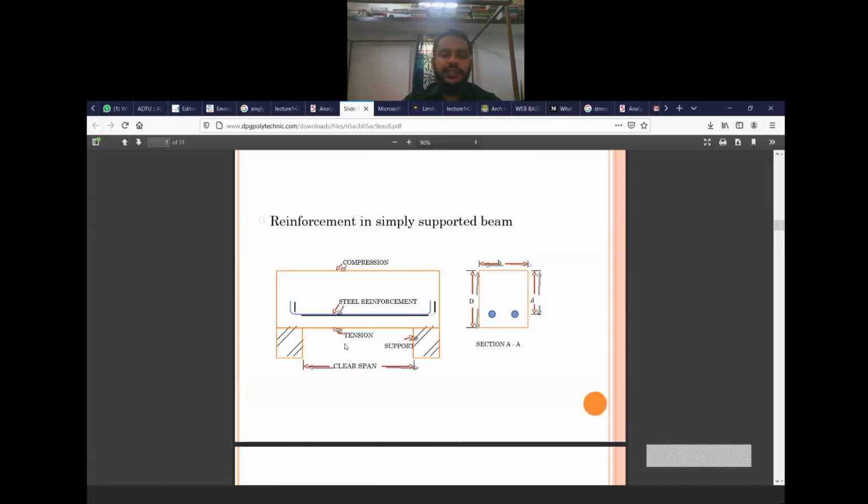Reinforcement in a simply supported beam. Say this is your beam, and these are the two supports. Here our neutral axis will be just at the center. Below the neutral axis, the tension zone will be there, so we will provide the reinforcement at the bottom. You can see here, steel reinforcement is provided here.